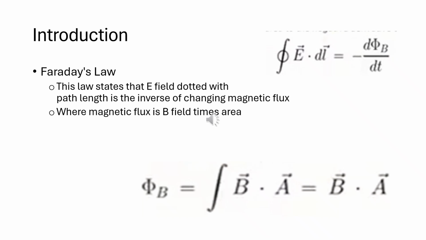One of the laws we used was Faraday's law, which states that the E field dotted with the path length is equal to the negative of the derivative of magnetic flux with respect to time.